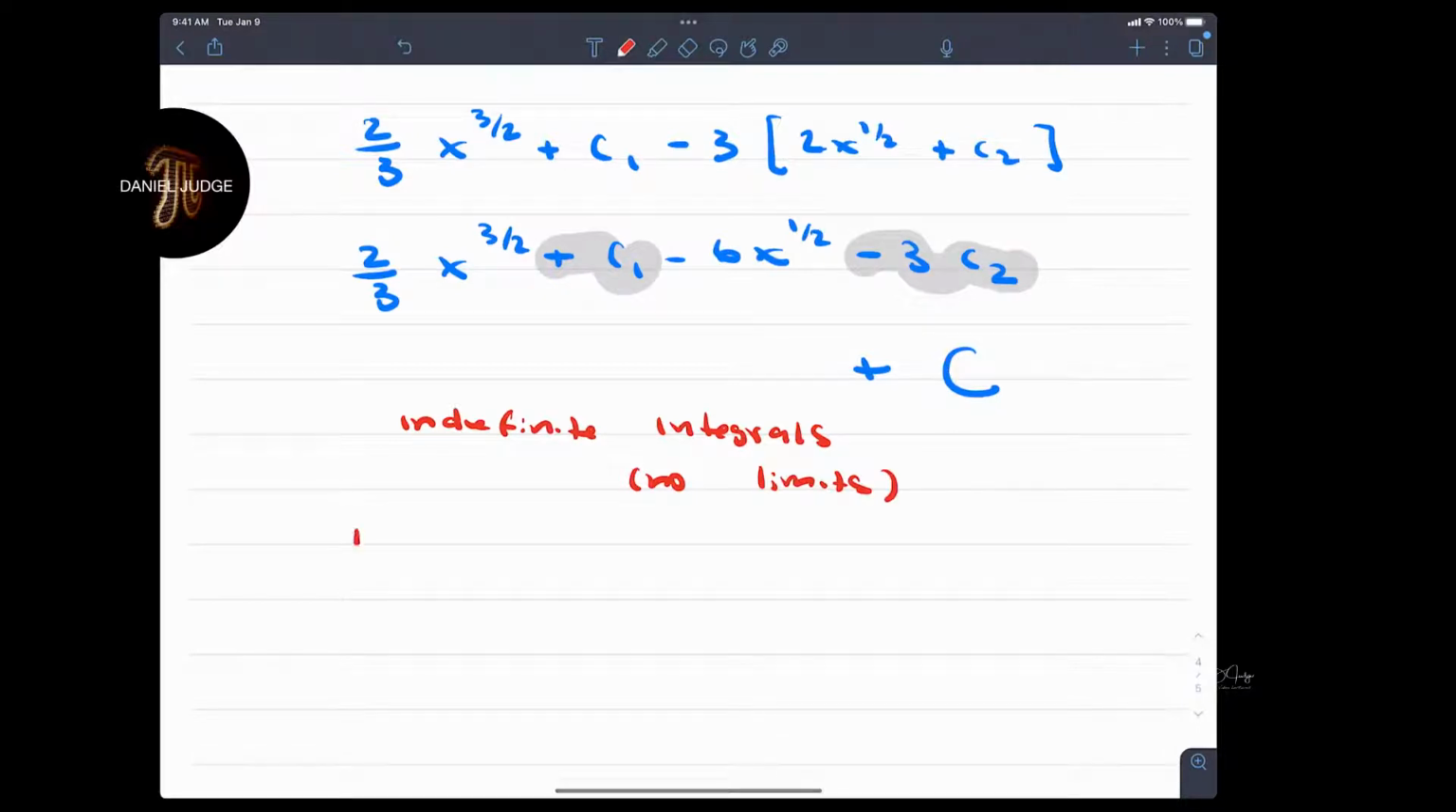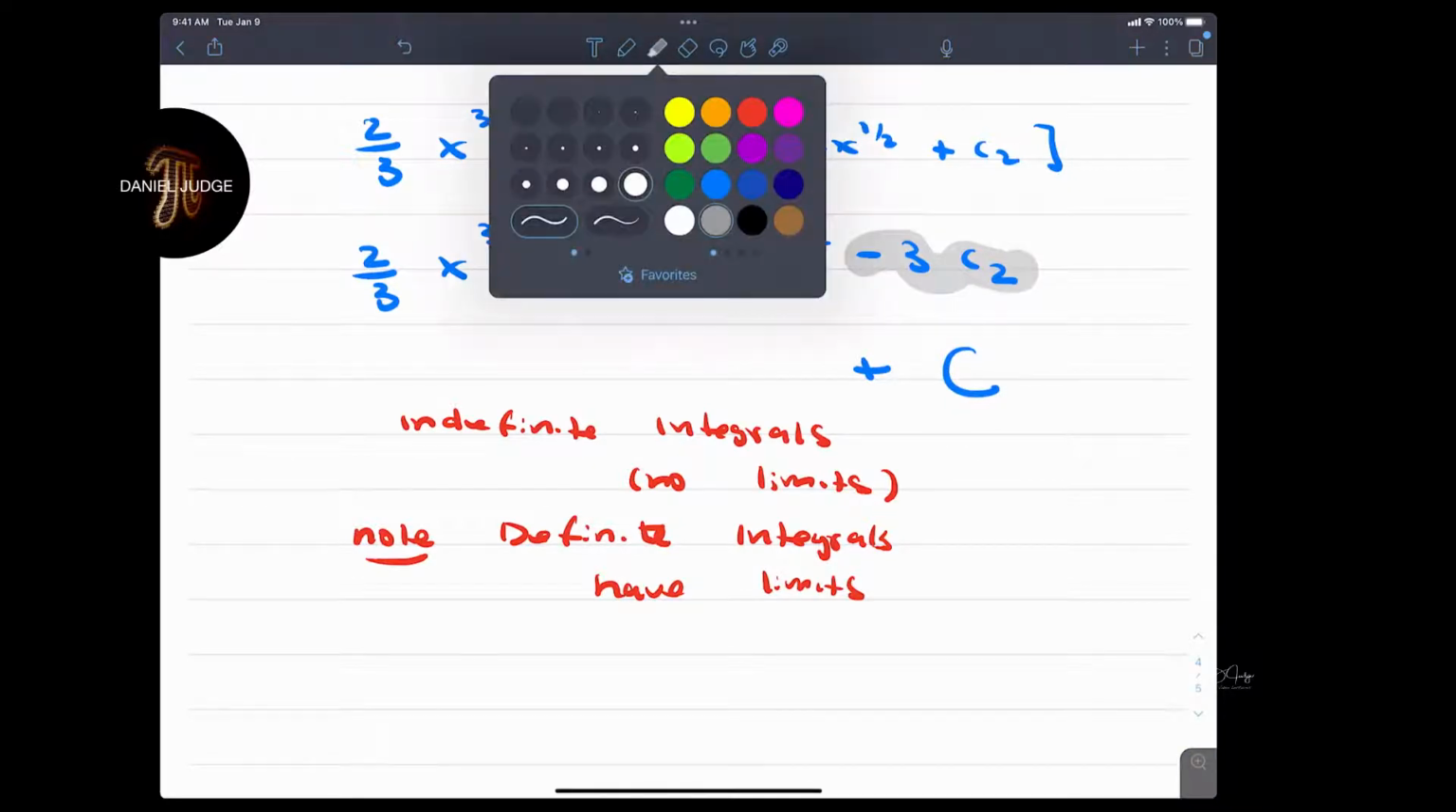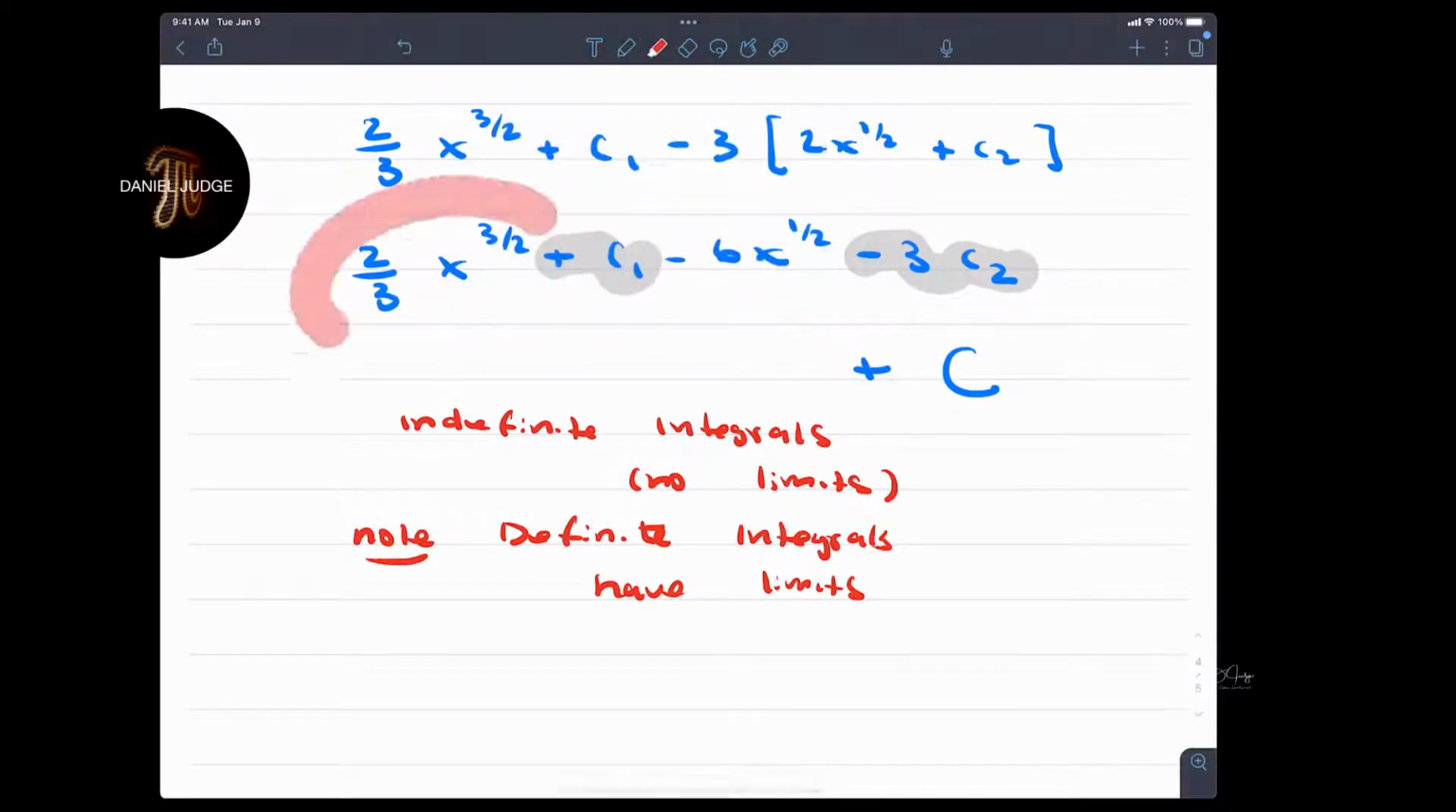Okay? And note, definite integrals have a number as an answer. Definite integrals essentially have limits. Answers are numbers. These are indefinite. They're general. So you just have that constant. All you really have to worry about is this portion here.